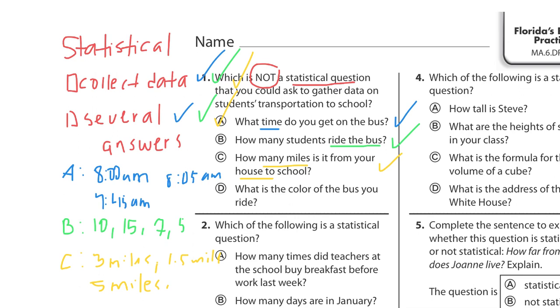So that leaves us with, what is the color of the bus you ride? That one is only yellow. Okay, so because it has one answer, not several answers, this one is not a statistical question.